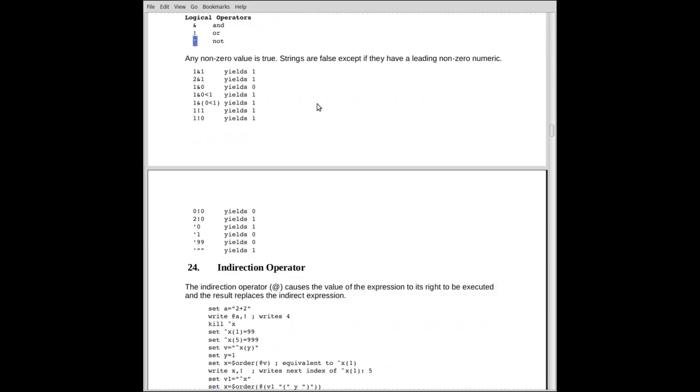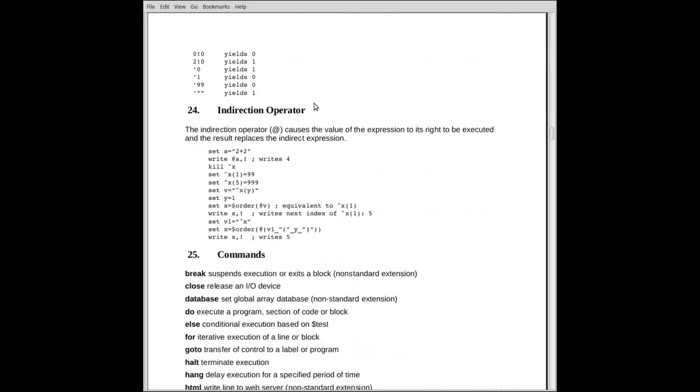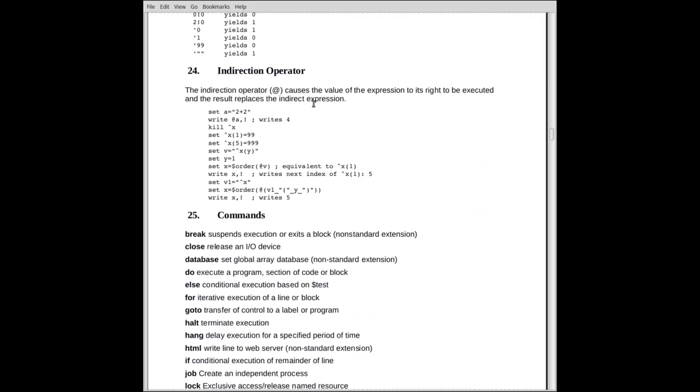So we get these truth tables. 1 and 1 is 1, 0 and 1 is 0, 1 and 0 is 0. What about 1 and 0 less than 1, how does that work? Well, 1 and 0 is false, therefore 0, and 0 is less than 1, so that would actually give you 1. There's our precedence issue again. So we'll move on. You can look at those at your leisure.